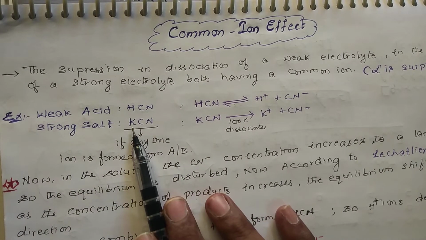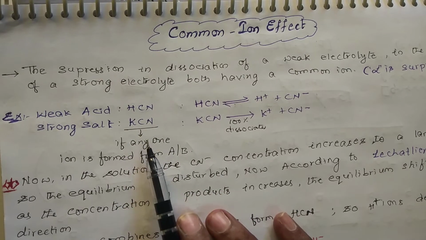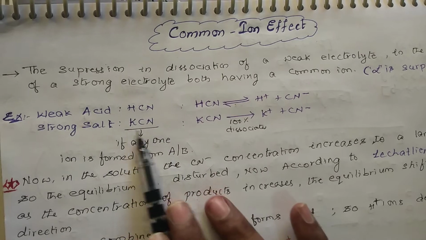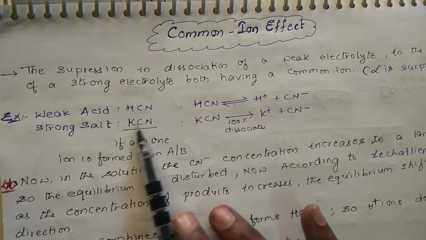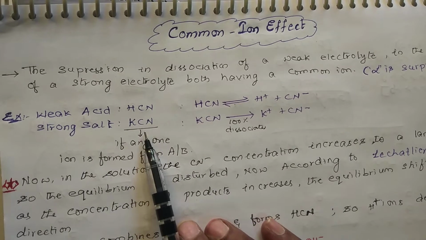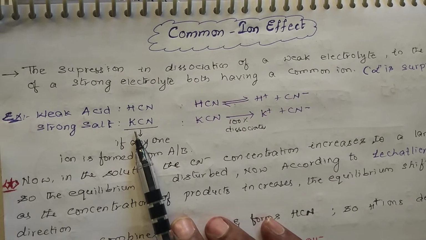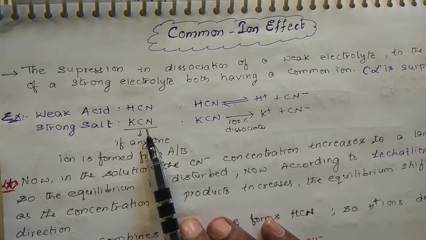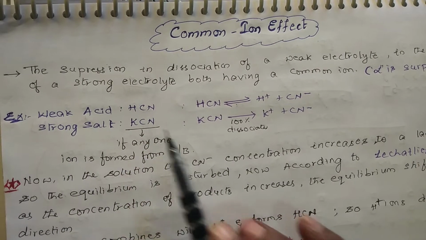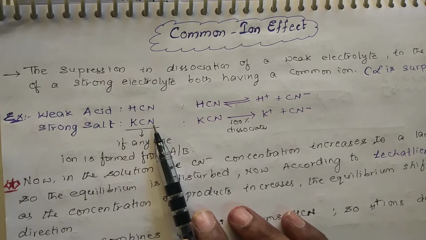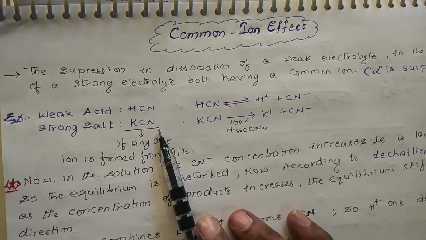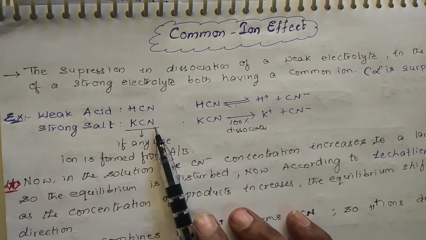Among KCN, either K plus may be formed from a strong component, or CN minus may be formed from a strong one. Let us find out which is strong here. KCN is formed from KOH plus HCN. KOH is a strong base, HCN is a weak acid. You are getting a salt from a strong base and weak acid. If one is strong, then the salt will automatically be strong. So KCN is a strong salt.